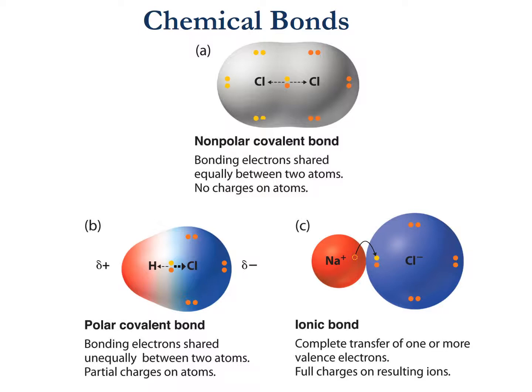In some cases, there is a complete transfer of an electron. This transfer of an electron is called an ionic bond. An ionic bond is the complete transfer of one or more valence electrons. The full charge is on the resulting ion. A great example of this is sodium chloride, more commonly known as table salt.